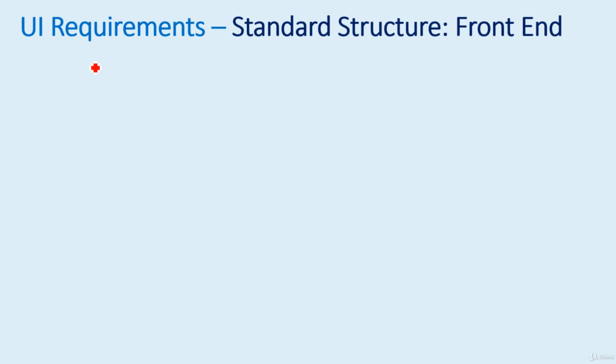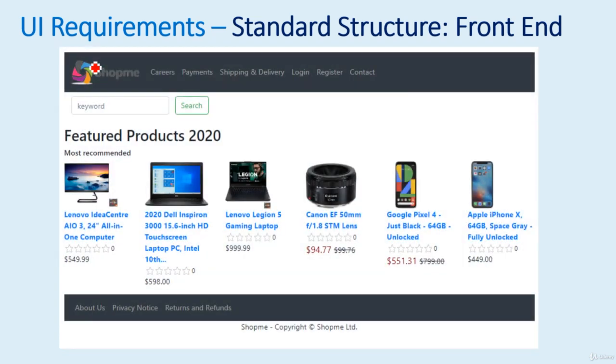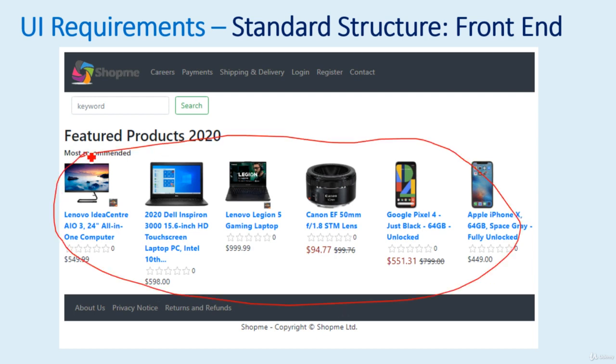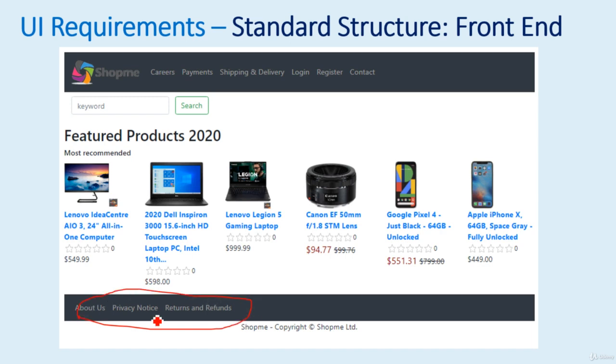And similarly, the front-end application or the shopping website should follow this standard structure. The logo at the top left corner, the header menu items at the top here, and below the header is a search bar here, and the main content appears in the center here, and the footer menu items below here. And the last line is application name and the copyright notice.